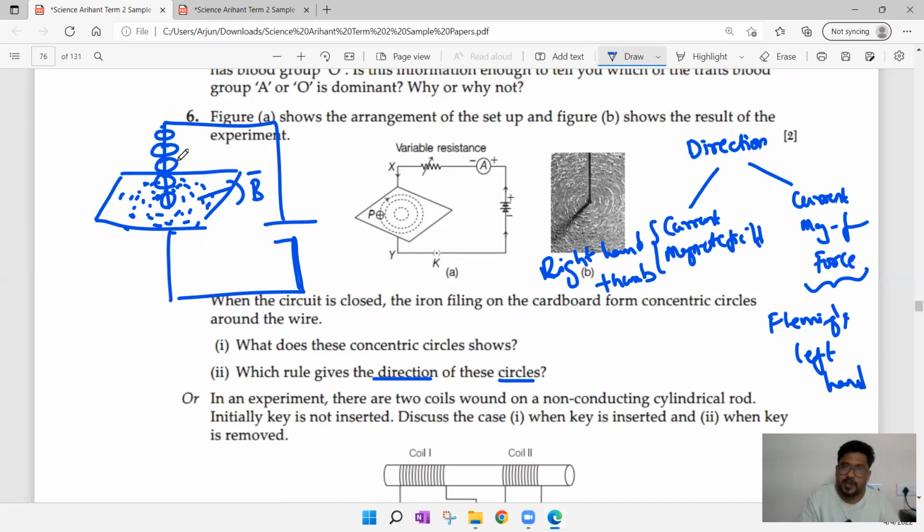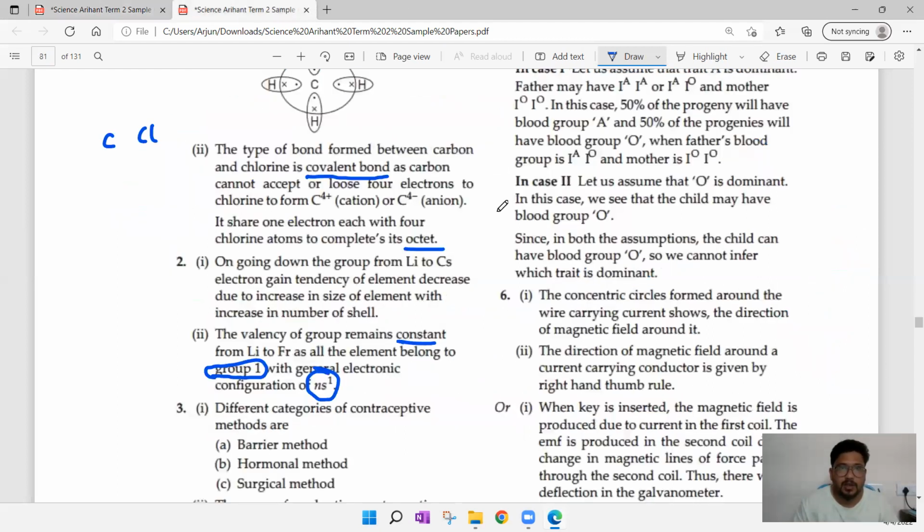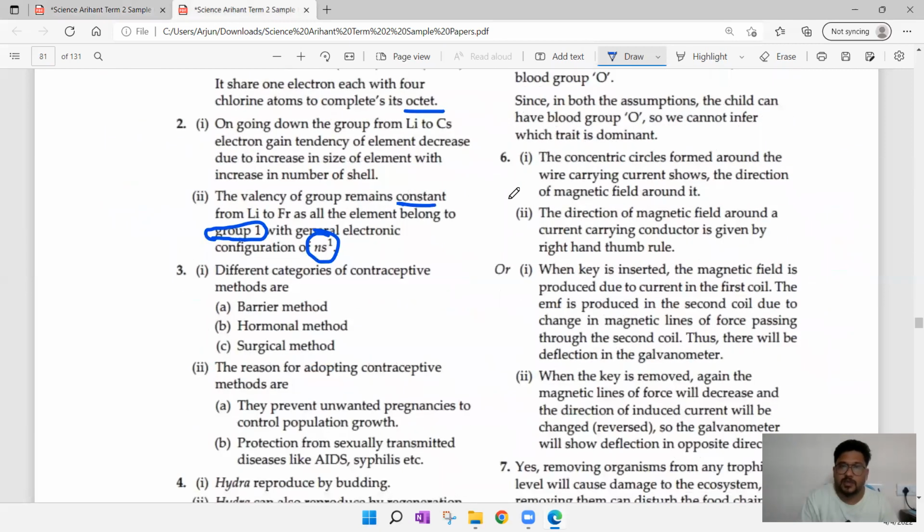Why is the magnetic field produced? Because of electricity, right? So with the two we have, the answer will be the right hand thumb rule, and we'll see how they have given the answer. If you observe the sixth one, the concentric circles formed around the wire carrying current show the direction of magnetic field. This is mainly important. Whatever you write, maybe 2 lines, 3 lines, 5 lines, try to underline the direction of magnetic field, because straight away he will correct this.